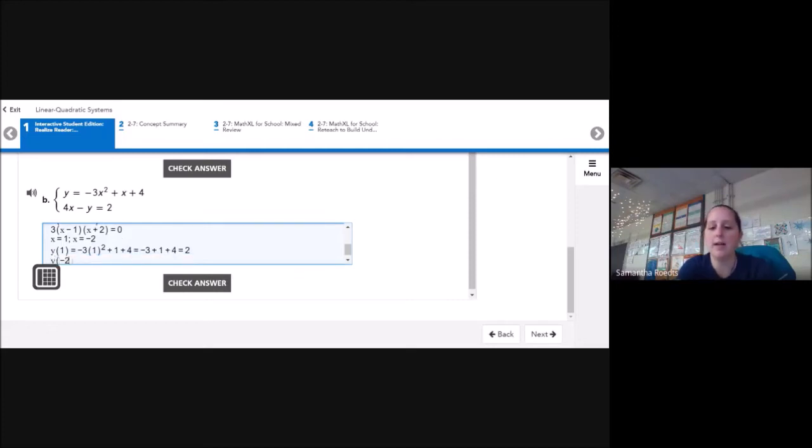And I have y of negative 2 equals negative 3 times negative 2 squared, minus 2 plus 4. So negative 2 squared is 4. 4 times negative 3 is negative 12. Minus 2 plus 4 equals negative 14 plus 4, which is negative 10. So I have negative 2, negative 10, and 1, 2.